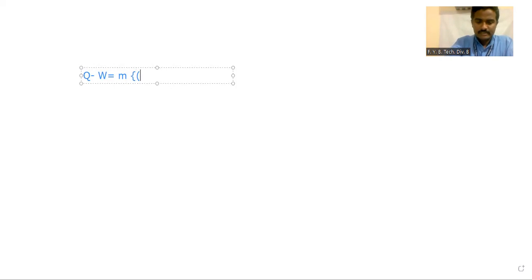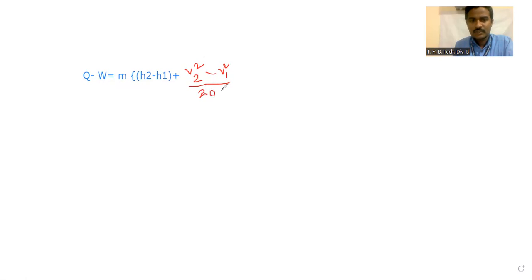That is H2 minus H1, bracket complete, plus V2 square minus V1 square divided by 2000. Now this is the example of a turbine.